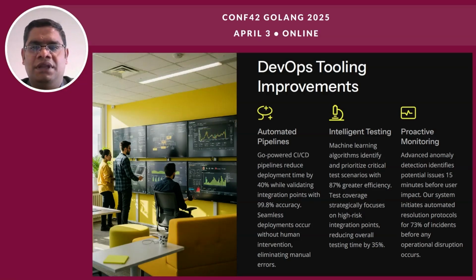manual errors. Intelligent testing: machine learning algorithms identify and prioritize critical test scenarios with 87% greater efficiency. Also, these testing coverages strategically focus on high-risk integration points, which reduces the overall testing time by 35%.